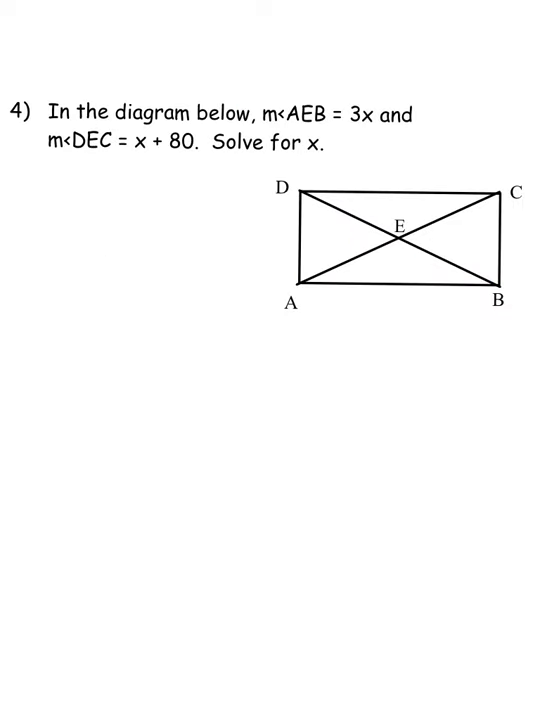If we look at number 4, it says in the diagram below, the measure of angle AEB, let's trace from A to E to B, is 3x. And the measure of angle DEC, so trace from D to E to C, so that's my blue angle there, is x plus 80. It says solve for x. If I look at that picture, my 3x and my x plus 80 are vertical angles. So maybe vocabulary, vertical angles, because the diagonals are two lines that cross each other. And I know that vertical angles are congruent. So I'm going to set them equal to each other.